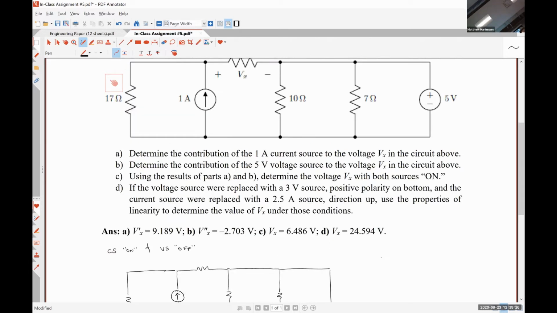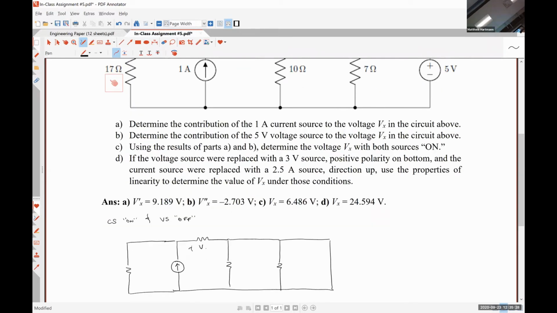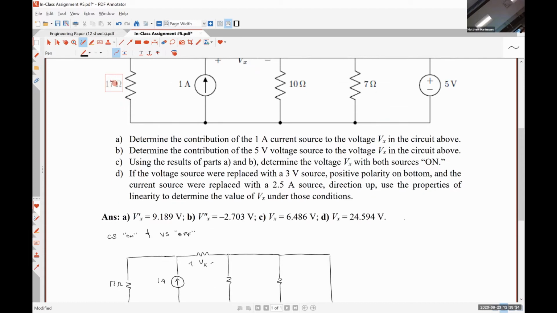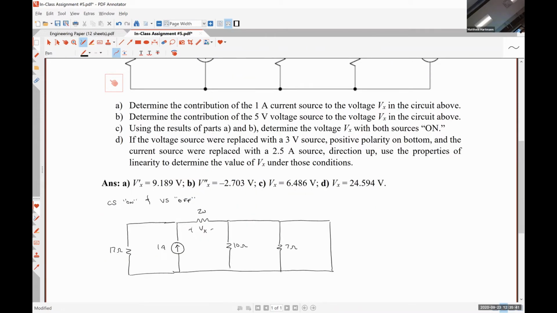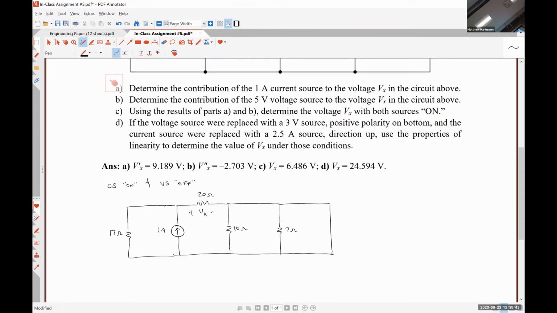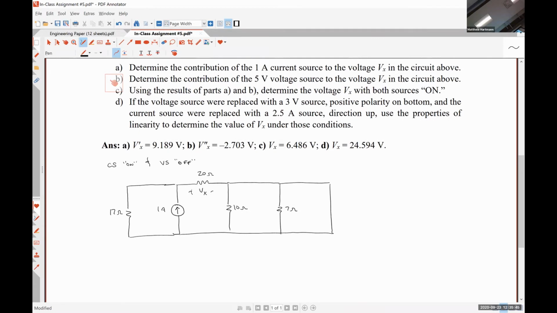So let's see. Here is Vx, 17, 1, 10, 7, I think that goes to 20. Alrighty, so how can we go about analyzing the circuit in the most efficient way? Anybody have any suggestions?